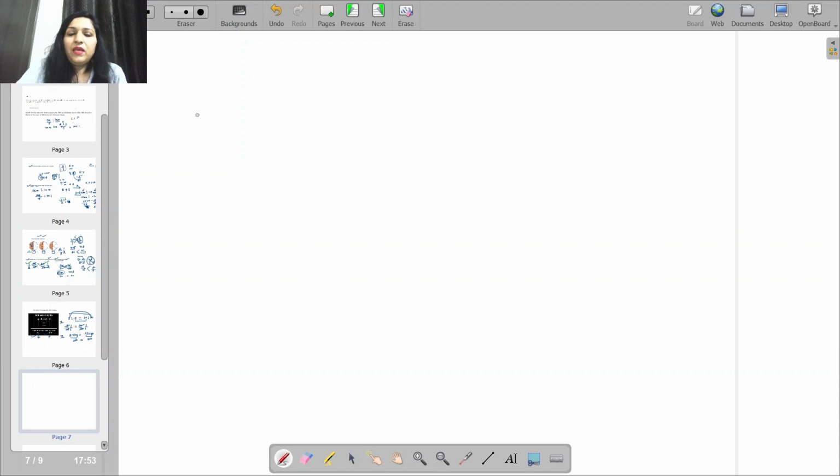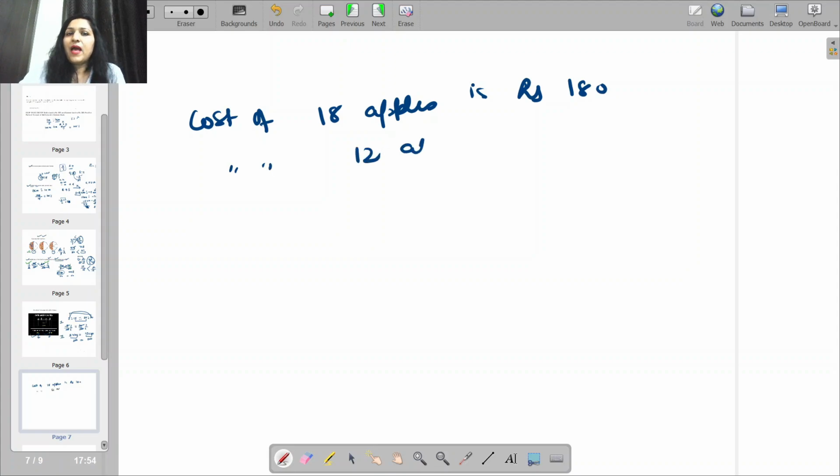Take an example. If I say the cost of 18 apples is ₹180, find the cost of 12 apples. I asked: find the cost of 12 apples. One thing we will remember: what is the given information, what we know completely. The cost of 18 apples is ₹180. First we write the given information.